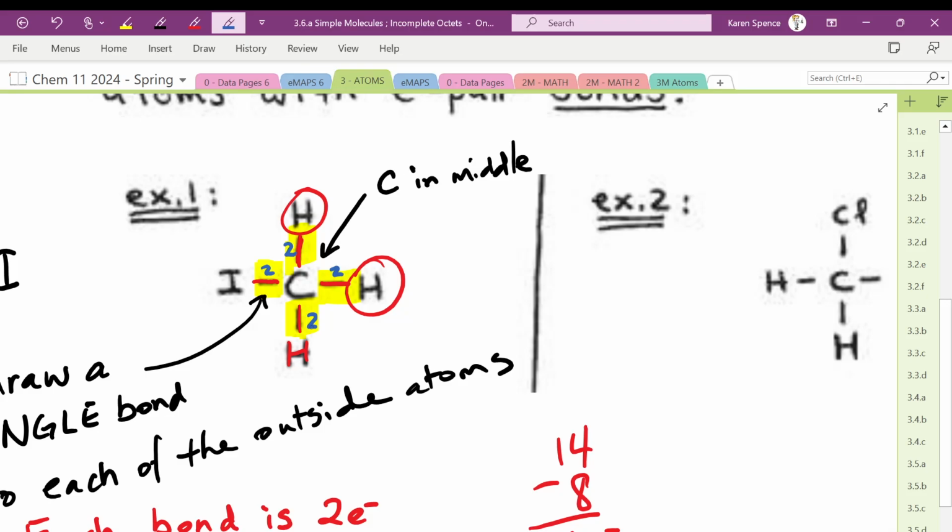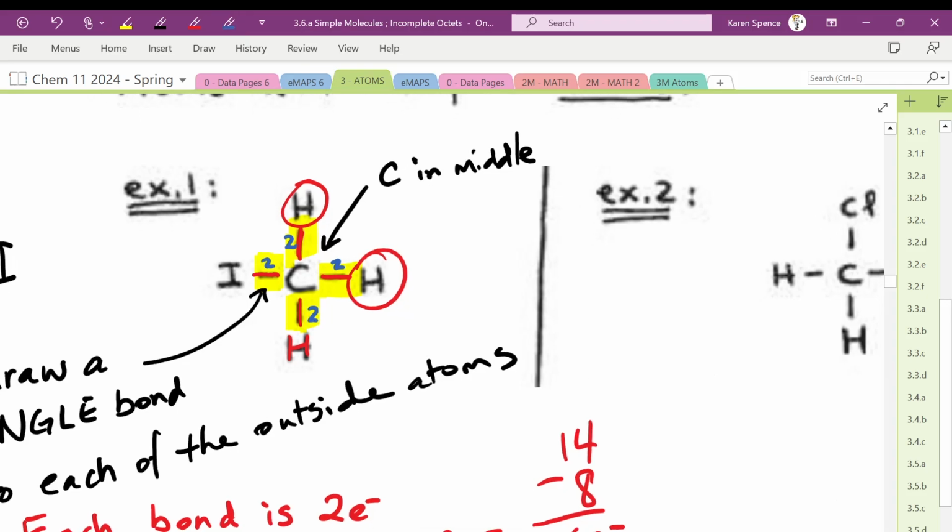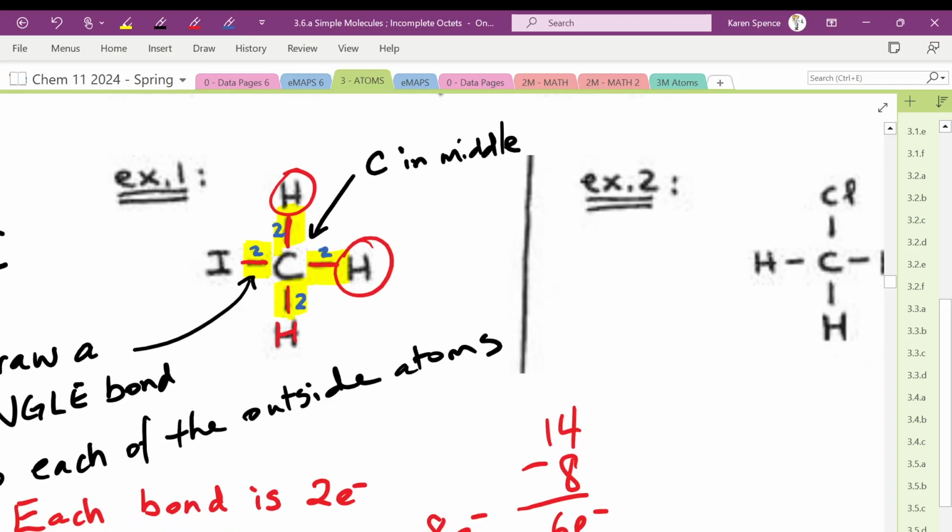Now we have to say iodine. Is iodine satisfied? Iodine is not hydrogen, so how many electrons should it have? It should have 8. How many does it have right now? 2. So we're just going to put lone pairs on there until it has 8. 1, 2, 3, 4, 5, 6. So now we add lone pairs.